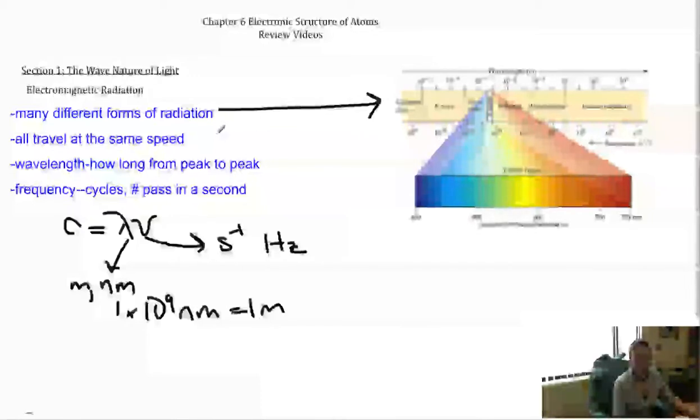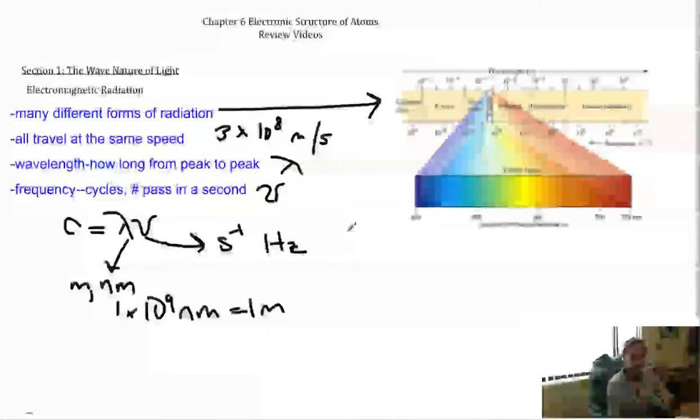Remember that speed of light is c, and that's 3 × 10 to the 8th, and that is in meters per second. Sometimes you will see it as 2.998, and that's the same thing as 3, obviously. All right, wavelengths are how long it is from peak to peak. That's that lambda. Okay, frequency, the symbol is a nu, kind of like a V. All right, and that's cycles, or the number of peaks that pass in a certain second.